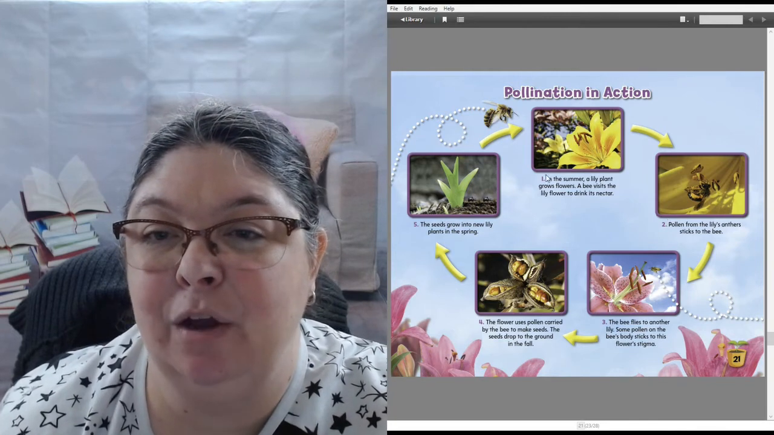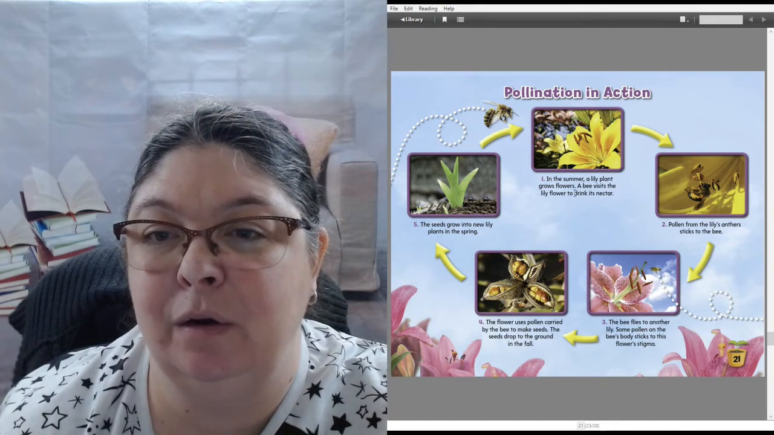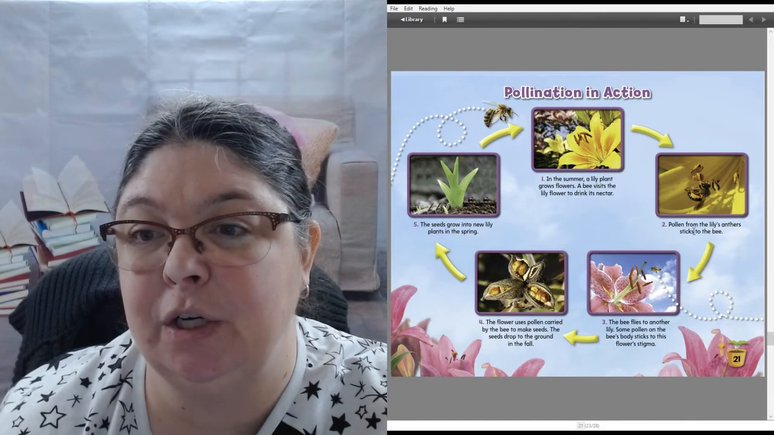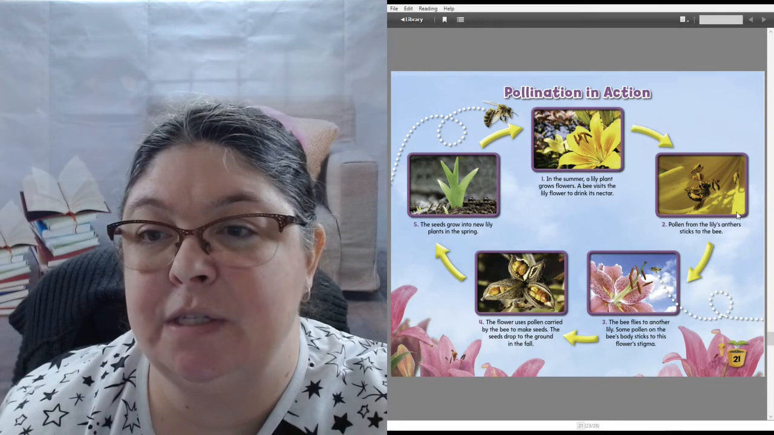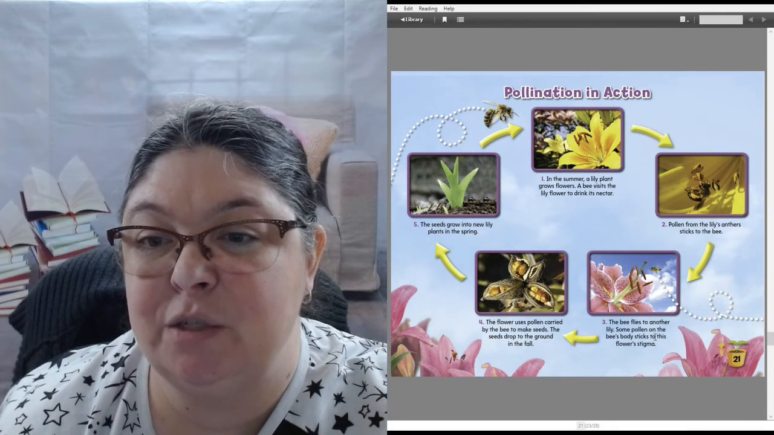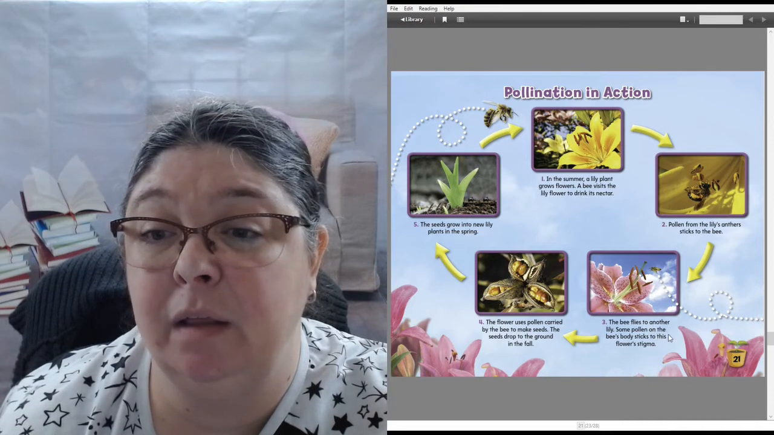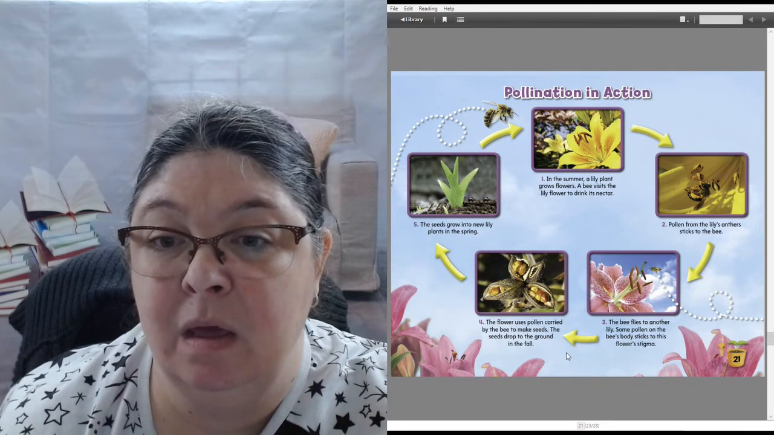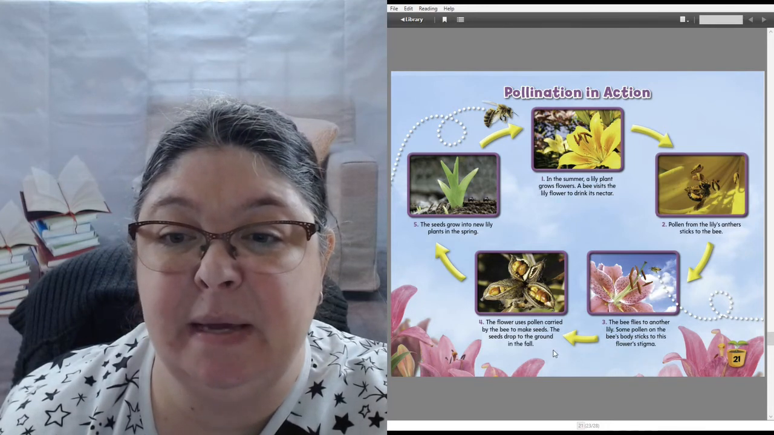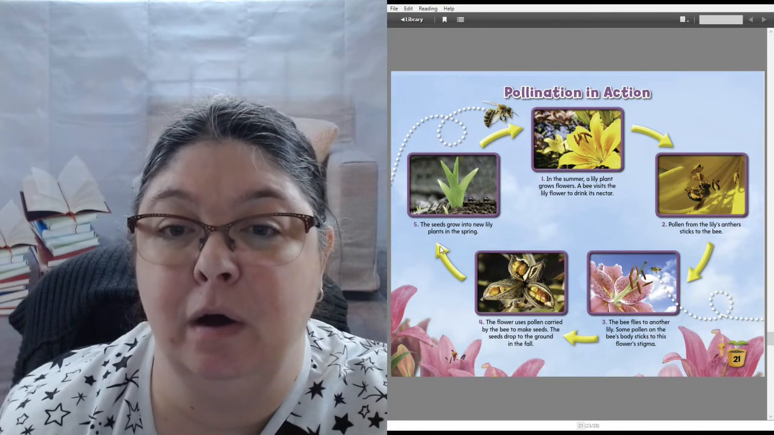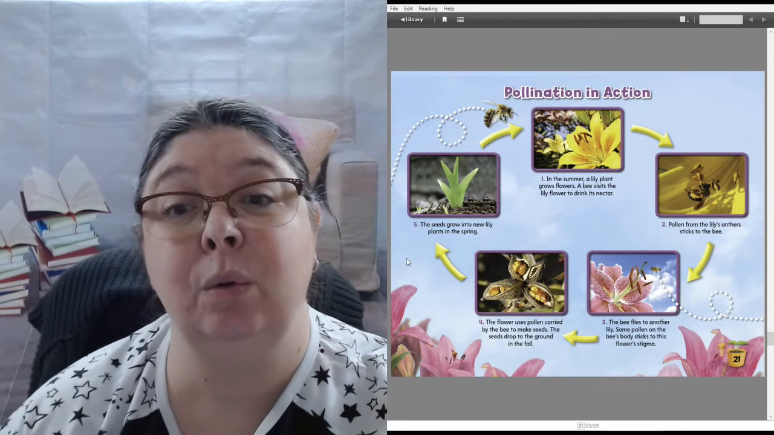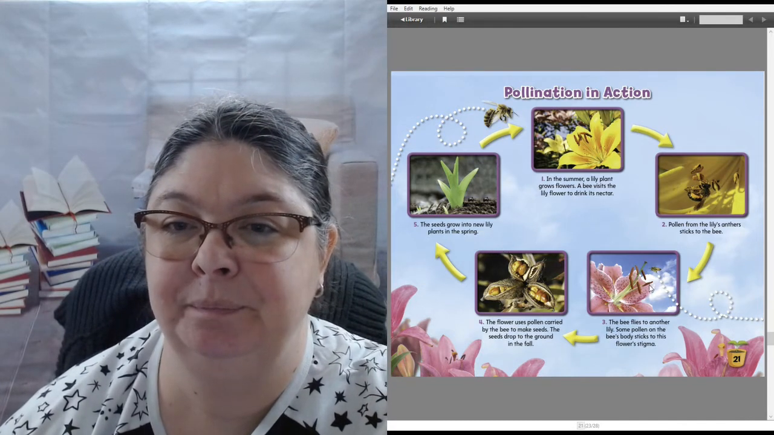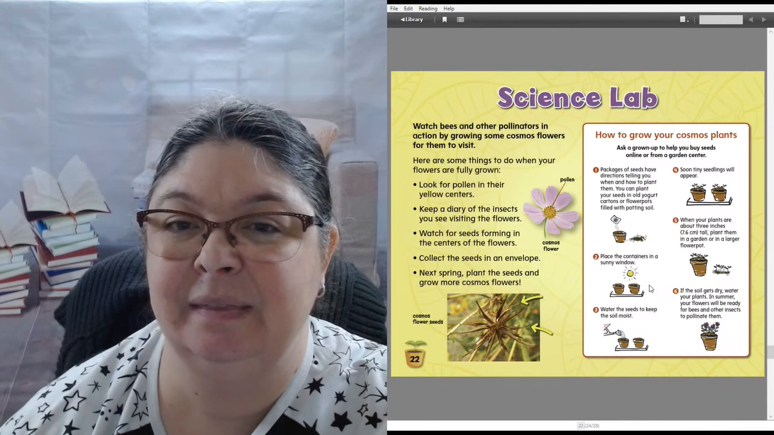So this is a diagram. In the summer, a lily plant grows flowers. A bee visits the lily flower to drink its nectar. Pollen from the lily's anthers sticks to the bee. Then the bee flies to another lily. Some pollen on the bee's body sticks to its flower's stigma. The flower uses pollen carried by the bees to make seeds, and the seeds drop to the ground in the fall, and then the seeds grow into a new lily plant in the spring. So that's the cycle.